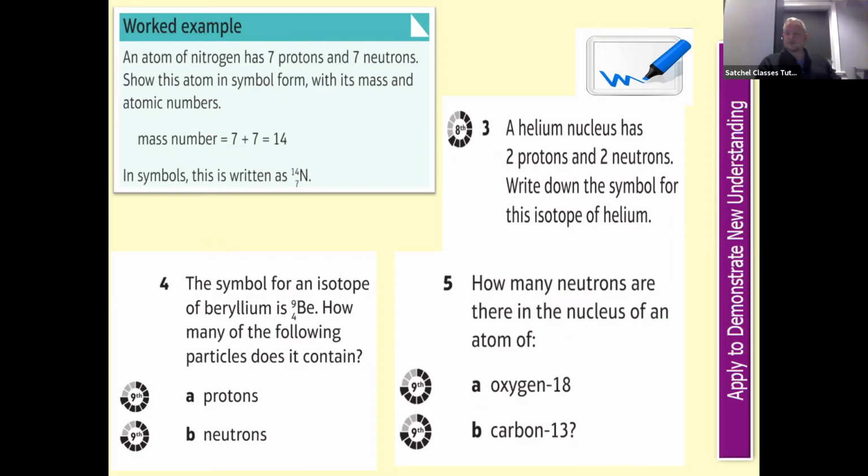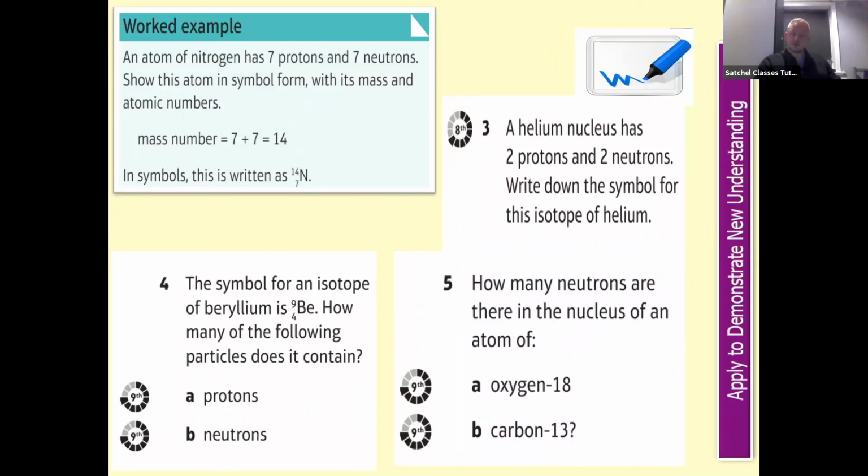Finally, how many neutrons are there in a nucleus of an atom of oxygen 18? Well, it hasn't given us an atomic number here, but the easy thing to do is to go and look at a periodic table and find that oxygen has an atomic number of 8. So 18 take away 8 gives us our neutron number, which means there are 10 neutrons in oxygen 18.